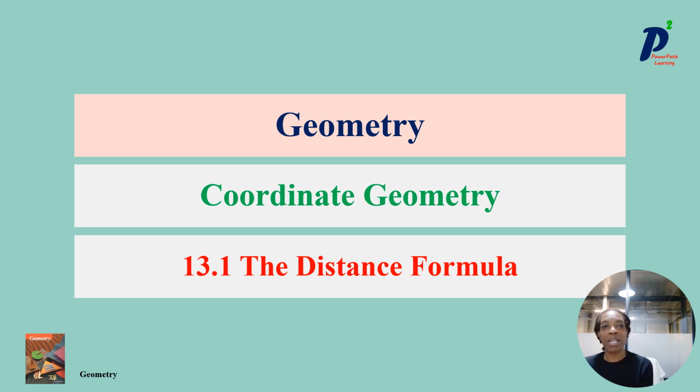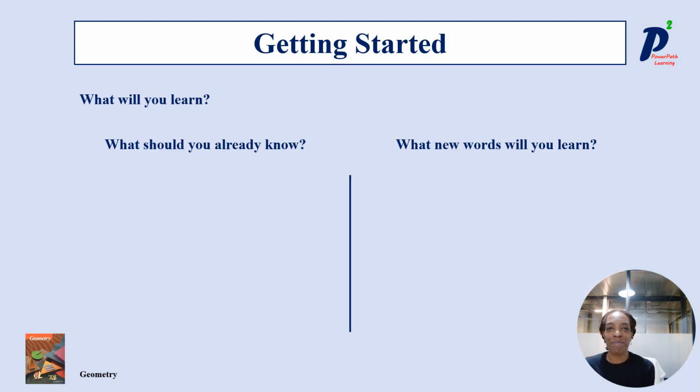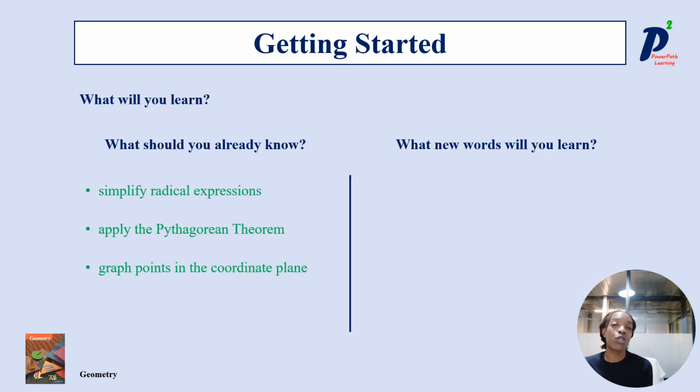This lesson is written based on Chapter 3, Section 1, the distance formula. In today's lesson, we're going to learn how to state and apply the distance formula. Before we start the lesson, you should know how to simplify radical expressions and how to apply the Pythagorean theorem. You're also going to learn the following new words: origin, axes, and quadrants. You might already know those.